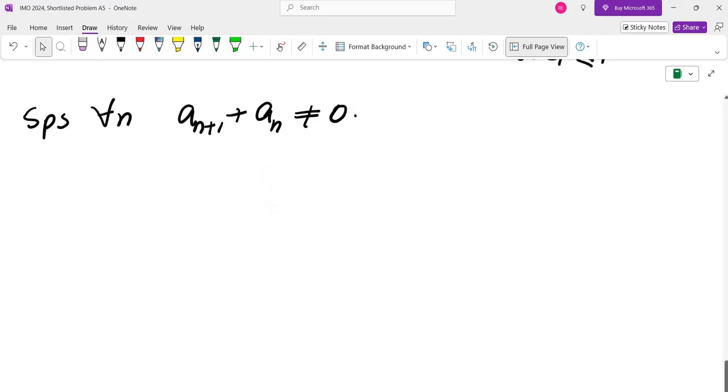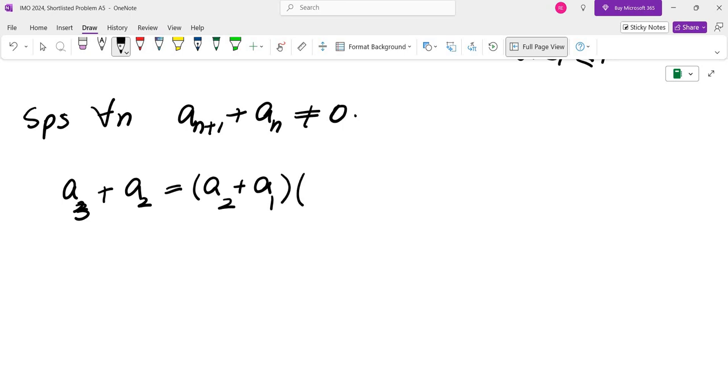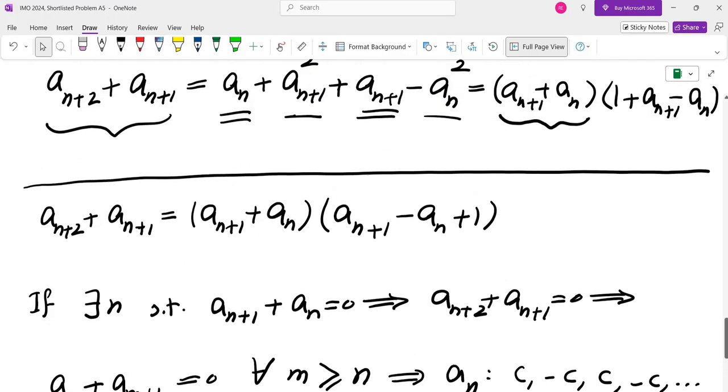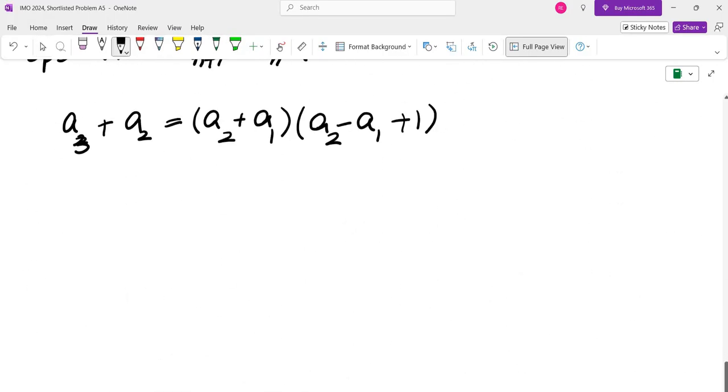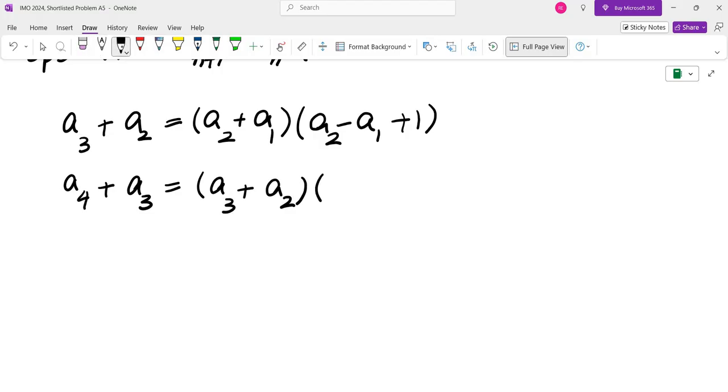If that's the case, then I can write down the recursion as a_3 + a_2 equals (a_2 + a_1) times (a_2 - a_1 + 1), I believe. And then the next one would be a_4 + a_3 equals (a_3 + a_2) times (a_3 - a_2 + 1).